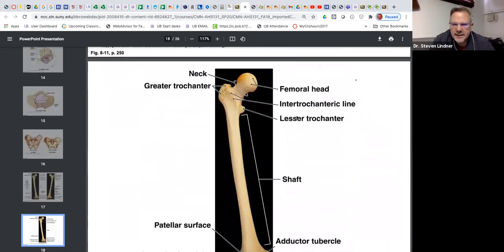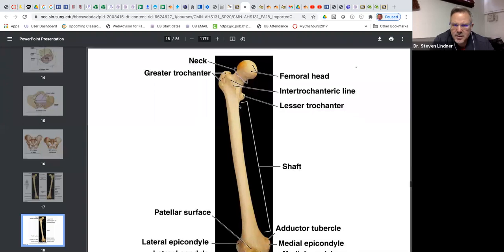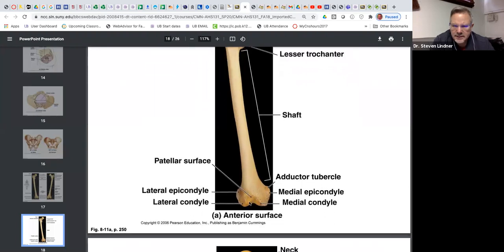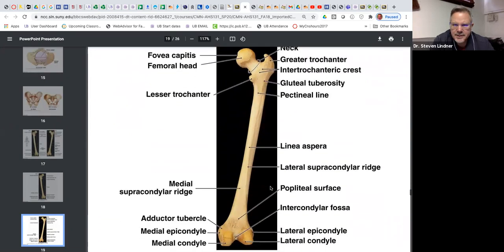So again, if we're just isolating it, femoral head, femoral neck, greater and lesser trochanter, here's the intertrochanteric line. When you see the intertrochanteric line, it's anterior. Also notice it looks different distally. Medial and lateral condyle, lateral and medial epicondyle, adductor tubercle. On the posterior side, same structures, but you can see the fovea capitis a little bit better, head of the femur, neck, greater and lesser trochanter with the intertrochanteric crest.